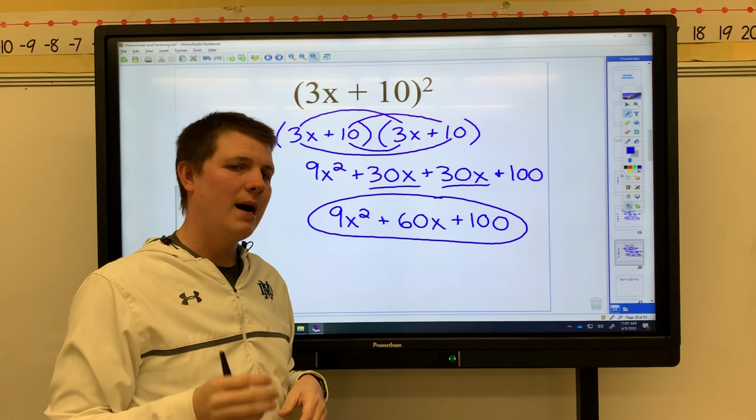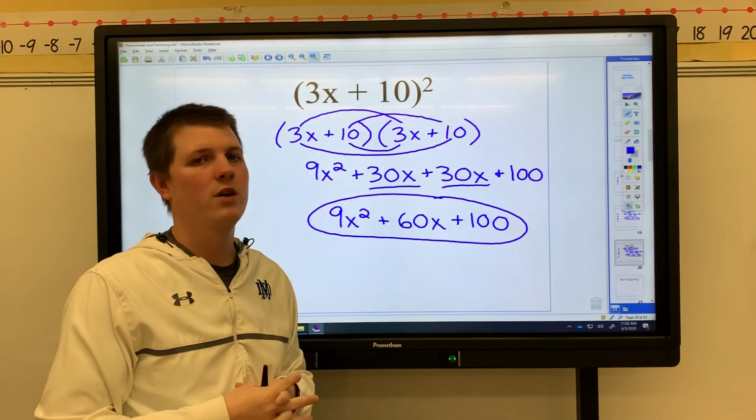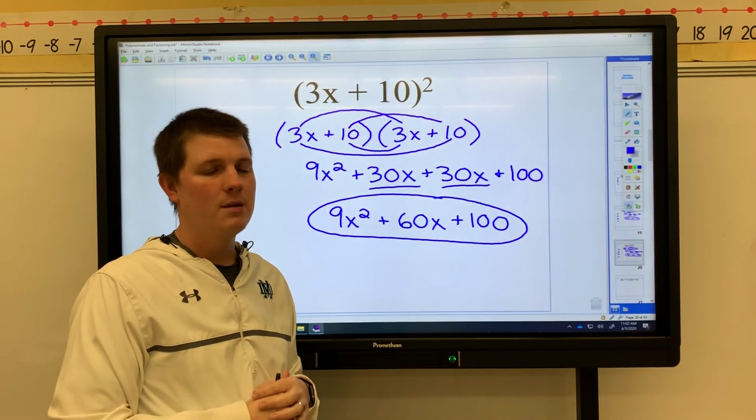That is multiplying a binomial times another binomial. To do that, we use the FOIL method. The next lesson we're going to look at is multiplying other types of polynomials, which we have to use a different method besides FOIL.